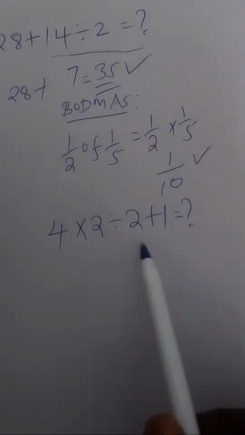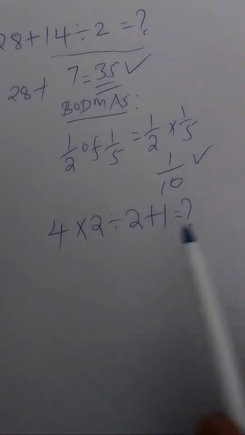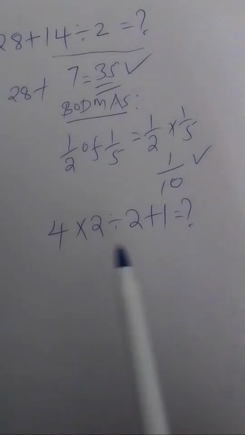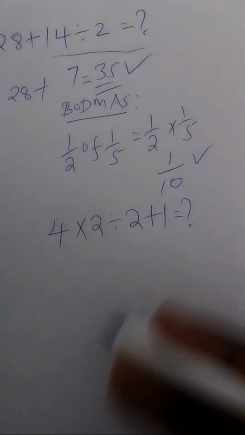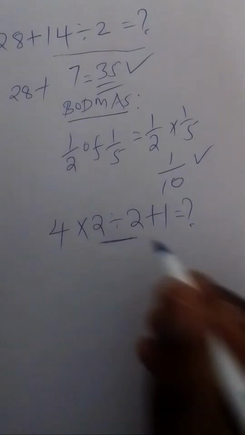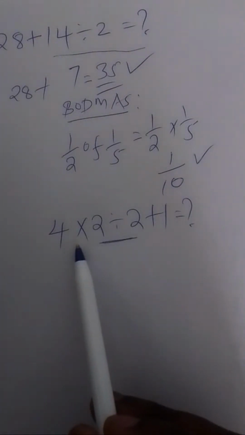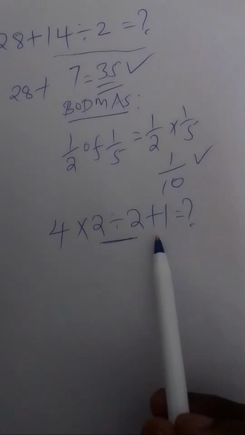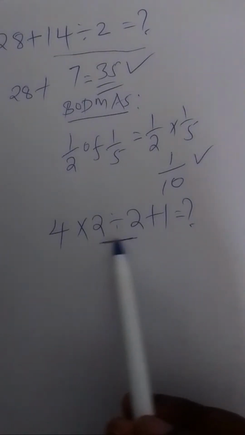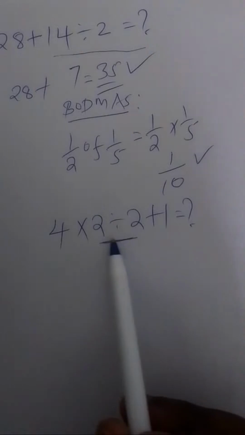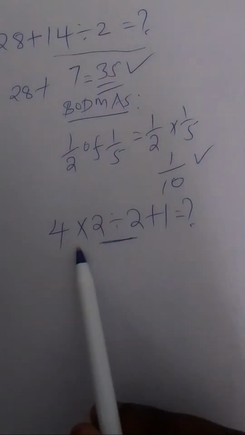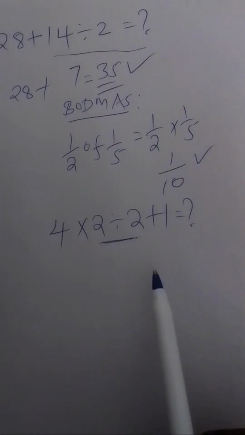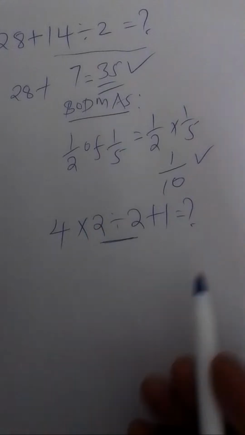So we have 4 times 2 divided by 2 plus 1. The first thing we're going to do is work out the division first. Don't make the mistake of working out the multiplication or starting with the addition. You just have to start with the division. If the division was not there, then first work out the multiplication, and from there you work out the addition lastly. So meaning that you're going to work out this way.